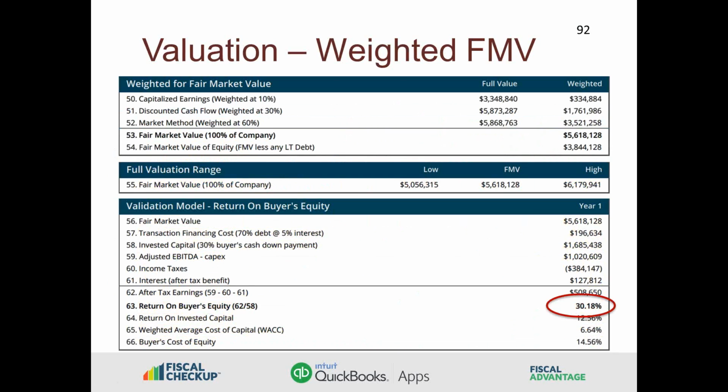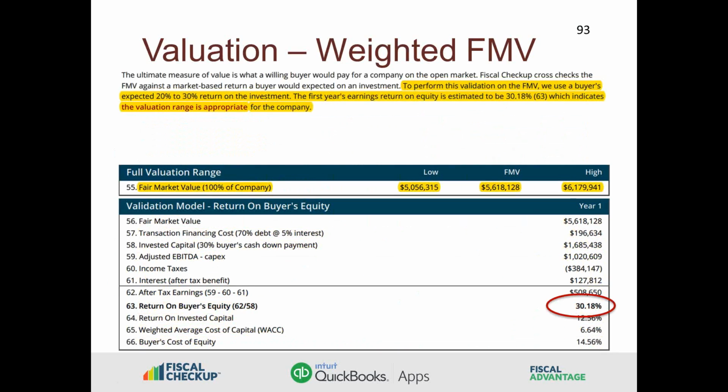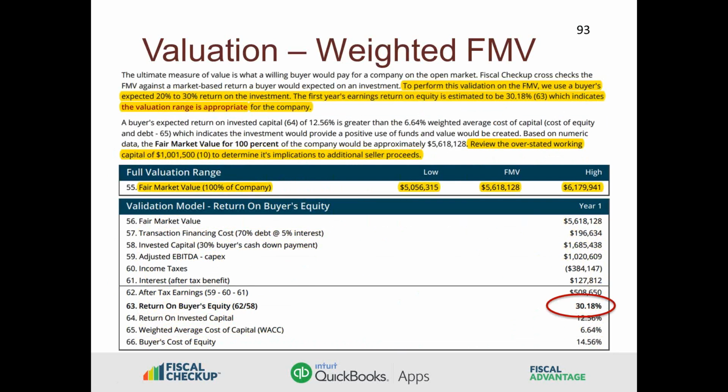Now, if the buyer's return on equity was higher, let's say it was at 40%, well, then it would suggest that a fair market value closer to the top end of the range would be more appropriate. On the other hand, if the buyer's return was below 20%, it would suggest a fair market value closer to the bottom end of the range listed. So here's the narrative in the Fiscal Checkup report that explains all of this, and in that last sentence it reminds the reader that the company had $1 million of excess working capital, more than is customary in their industry, so that amount needs to be added to the fair market value of the company.